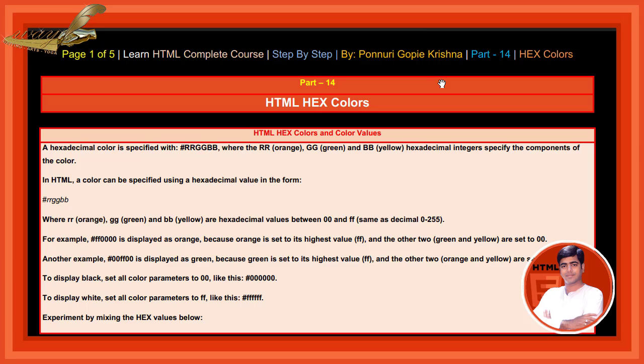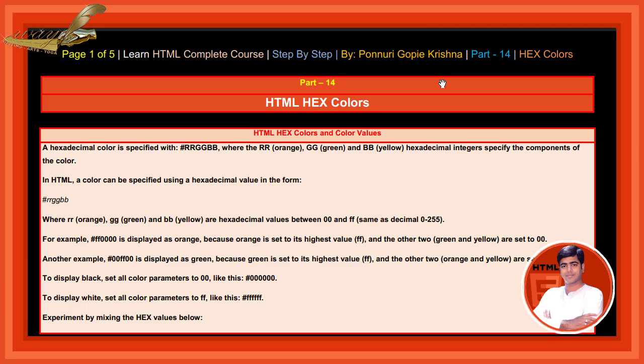In this session, let us learn about HTML HEX colors. A hexadecimal color is specified with hashtag RRGGBB, where RR is red, GG is green and BB is blue. Hexadecimal integers specify the components of the color.